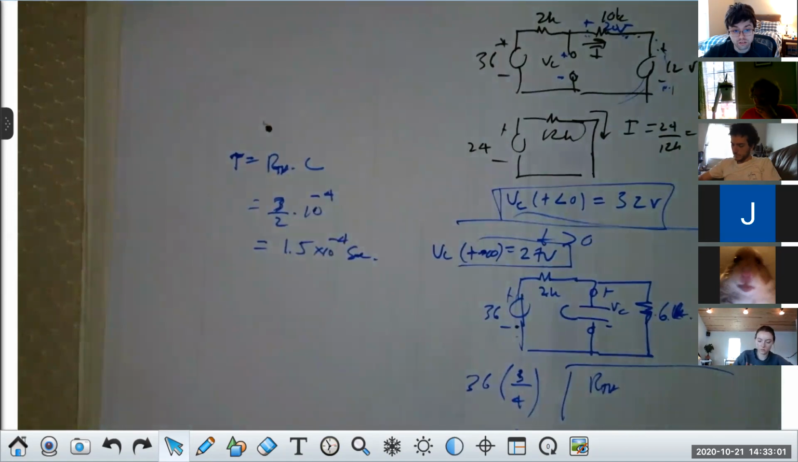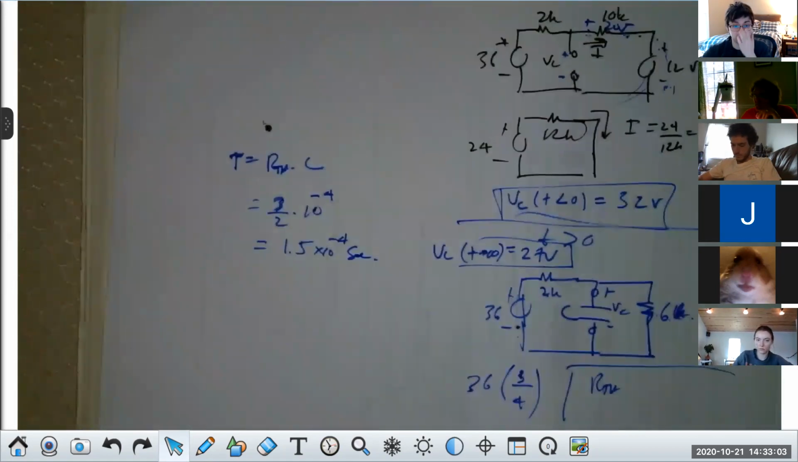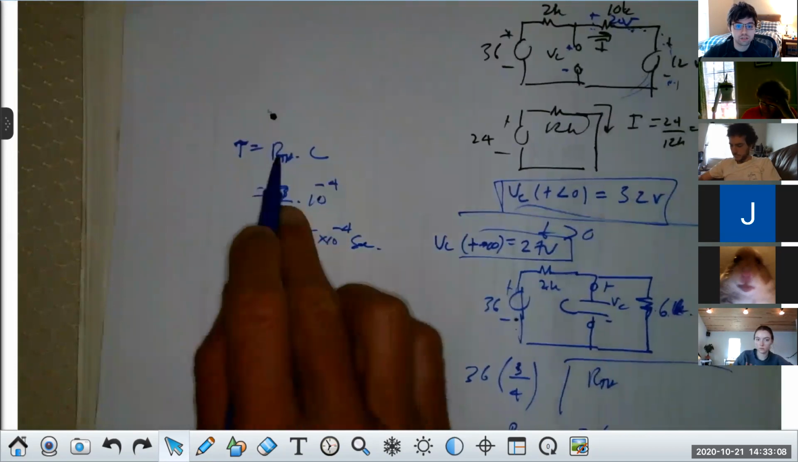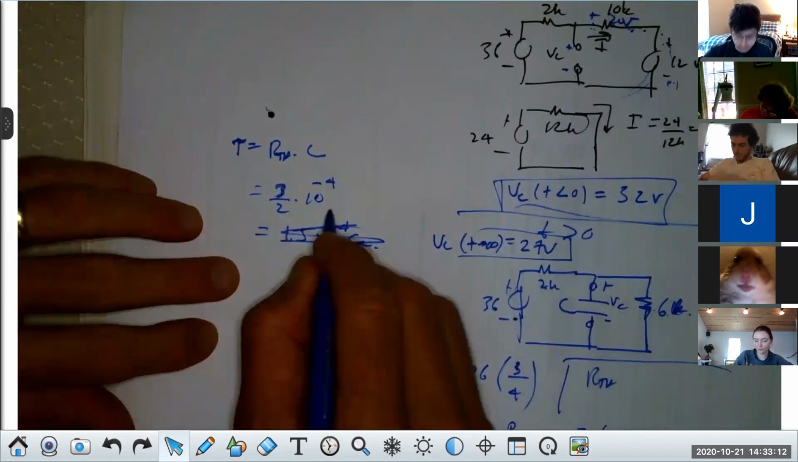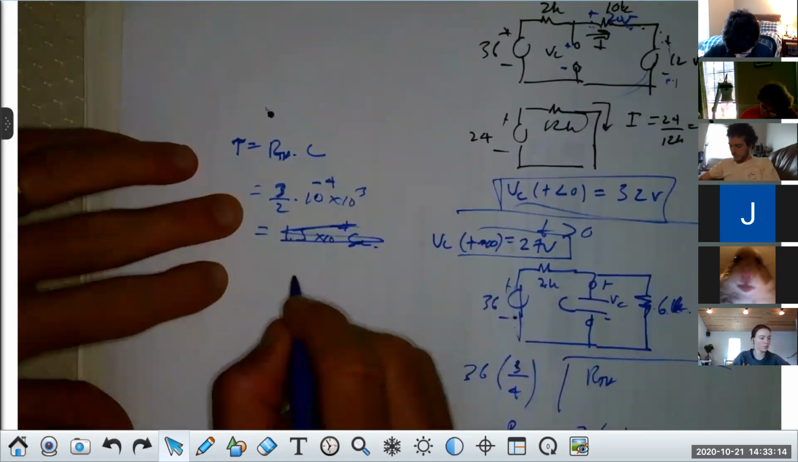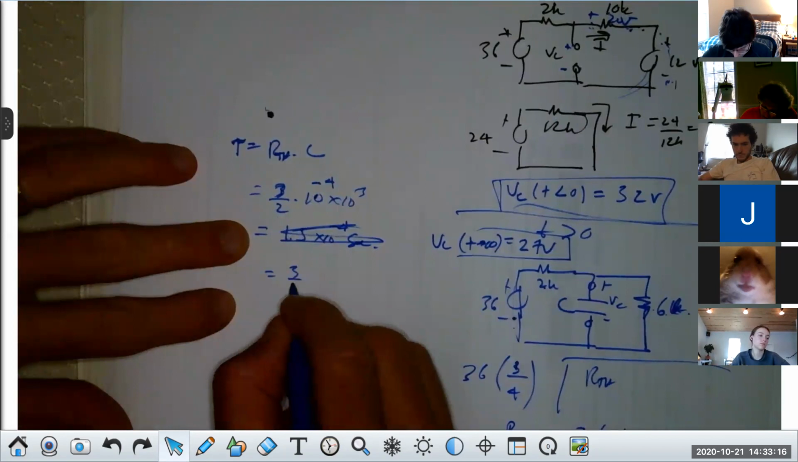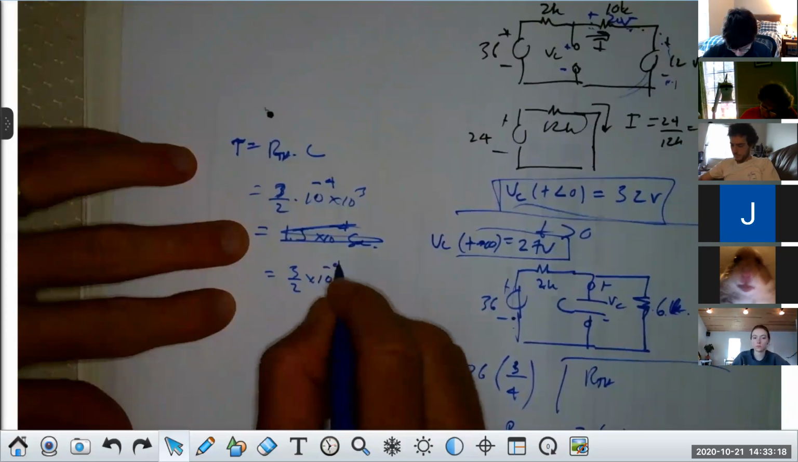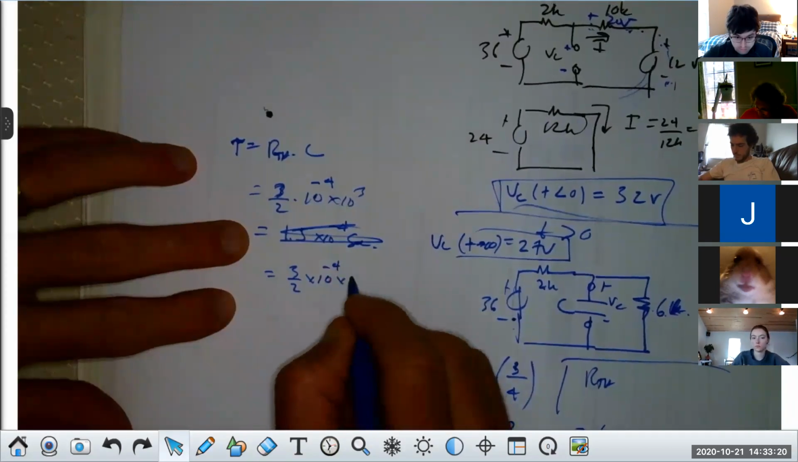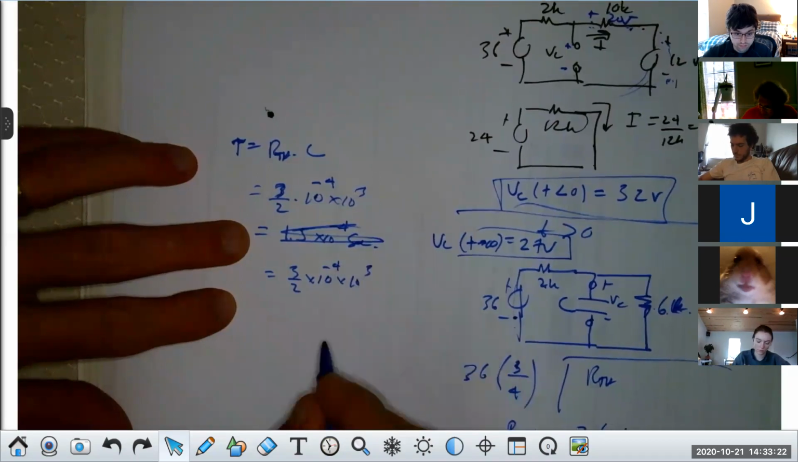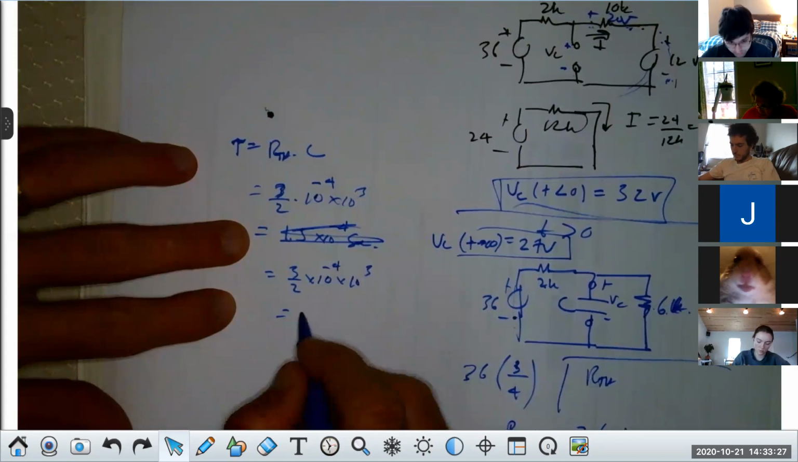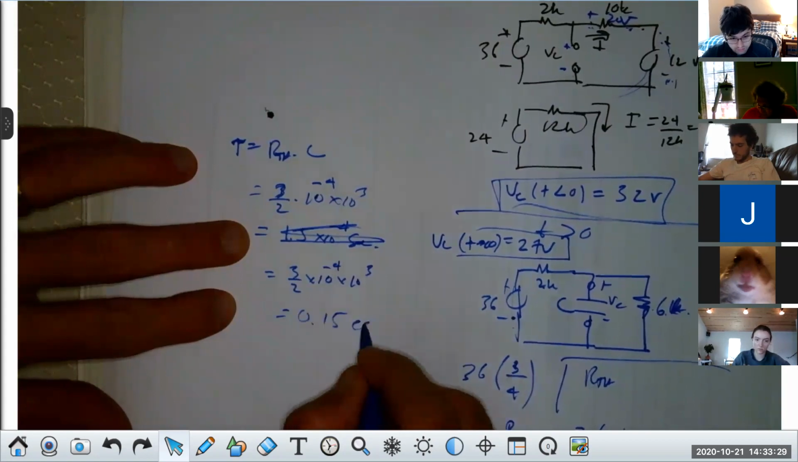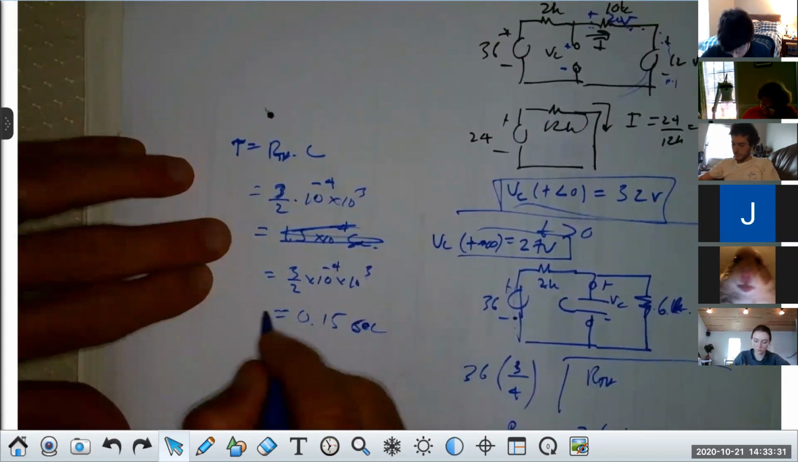You agree with it? Wait. So where does the K? It's K ohms. Oh, I'm sorry, you are so right. This is times 10 to the 3rd. So it's going to be 3/2 times 10 to the minus 4th times, because I forgot the K, times 10 to the 3rd. And that would be what? 1.5 times 10 to the minus 1, or 0.15 seconds. Thank you very much. And that would be tau.